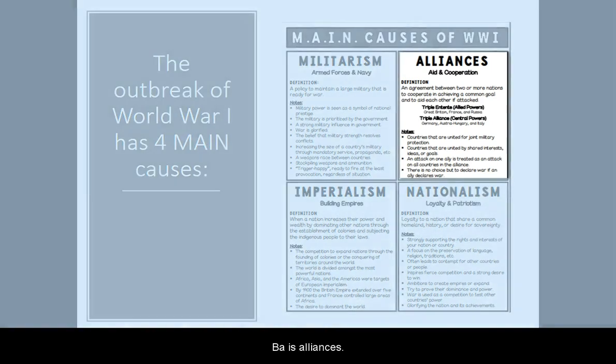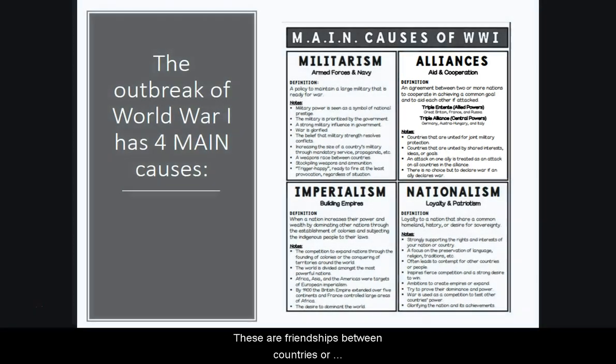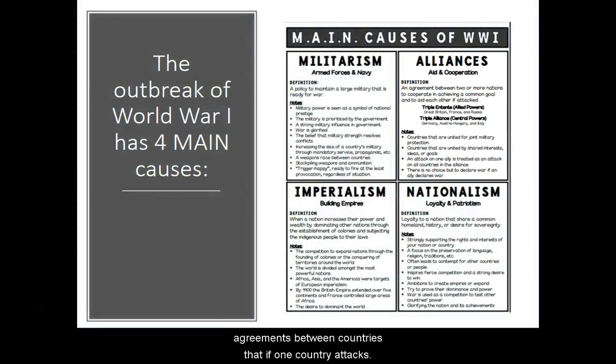The A is alliances. These are friendships between countries, or agreements between countries that if one country attacks them, their friends are going to come help them out. So it's an agreement between two or more nations to cooperate in achieving a common goal and to aid each other if attacked. There are two sets of allies in World War I.